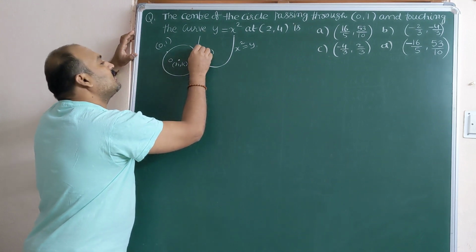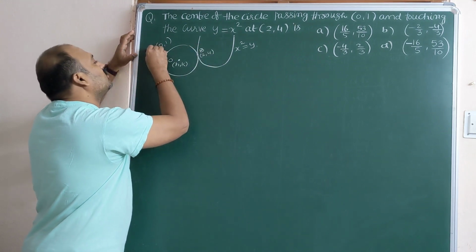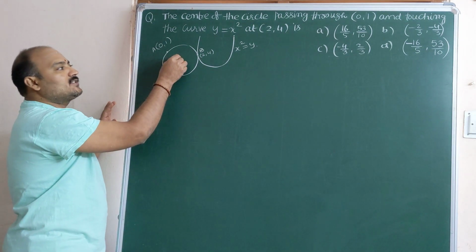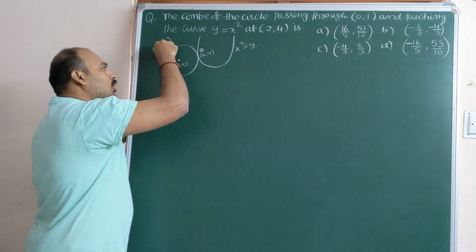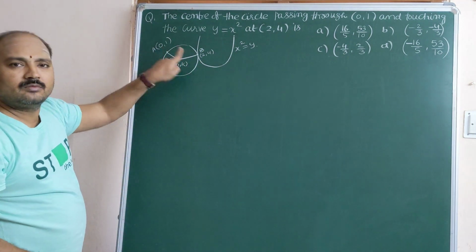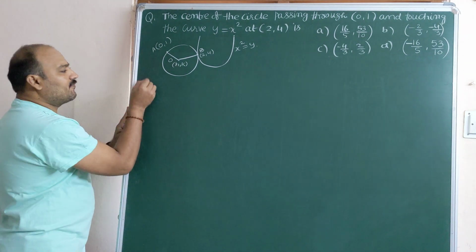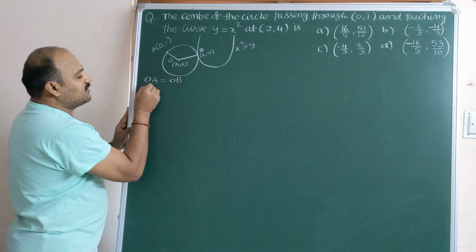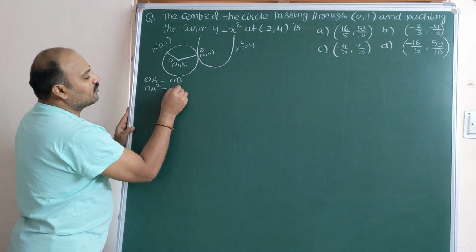So this point is B, this point is A. You can assume that. They are asking to find this center. It's very easy. Join these two. Anyway, both are radius only. From the figure, OA is equal to OB. So OA square is equal to OB square only now.